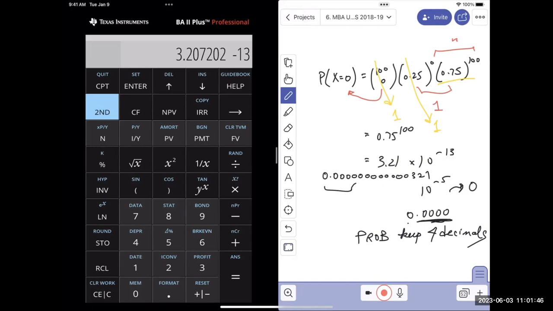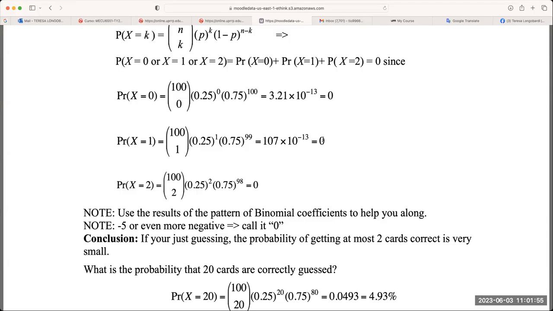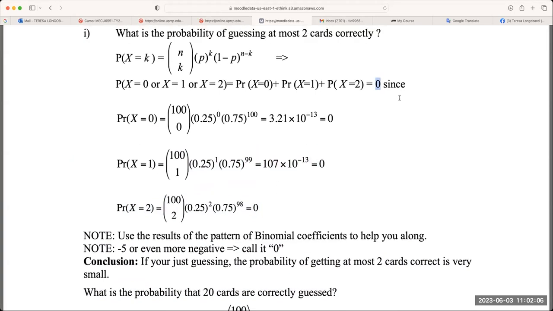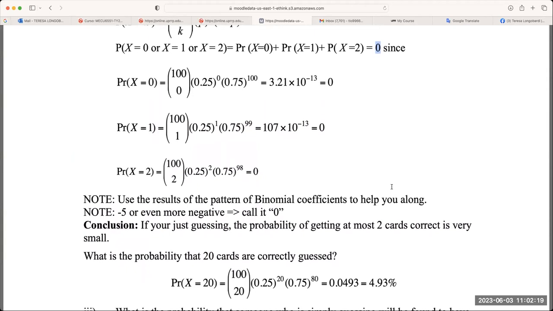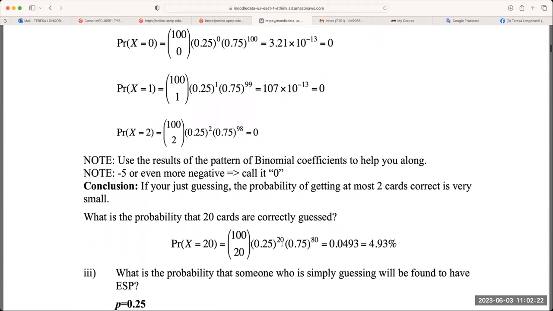So when you get your results, let's go back to the notes. In the same way, this one's going to be 0 for x equals 1 correct card, and 2 correct cards will be 0. And when you add 0, 0, and 0, you get 0. So the answer to that is 0. There's a 0 chance; in other words, you're unlikely to get at least 2 correct out of 100 just by chance. So what about x equals 20 correct guesses?